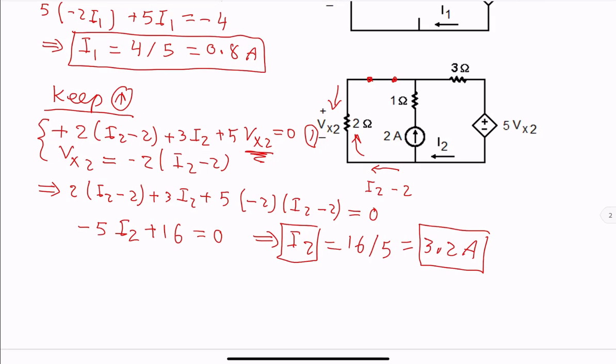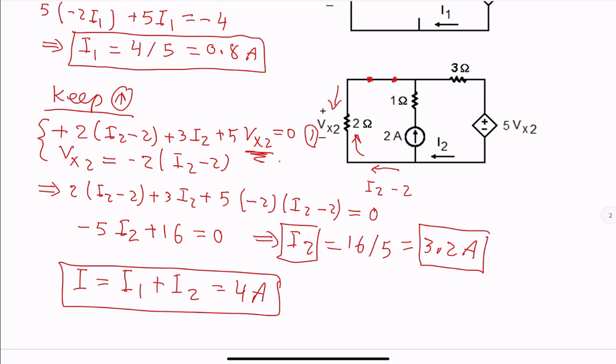According to superposition, current I is I1 plus I2, equal to 4 amps. Let us call this equation 2. As I mentioned before, if we have dependent sources, superposition usually doesn't save us any time or effort. It really simplifies the problems if we only have independent sources.